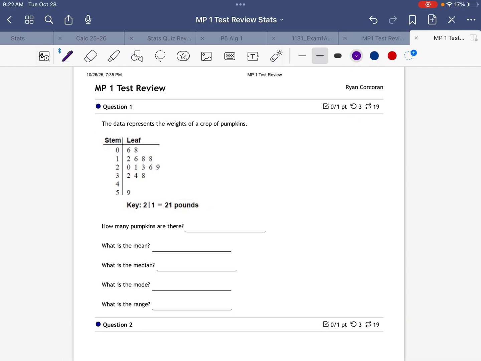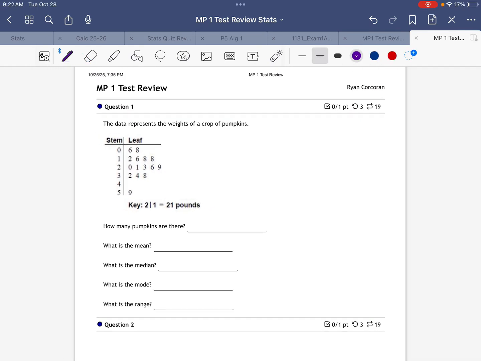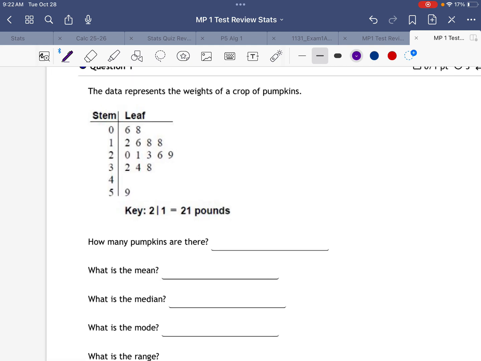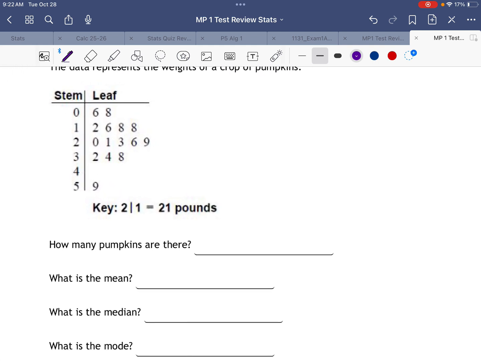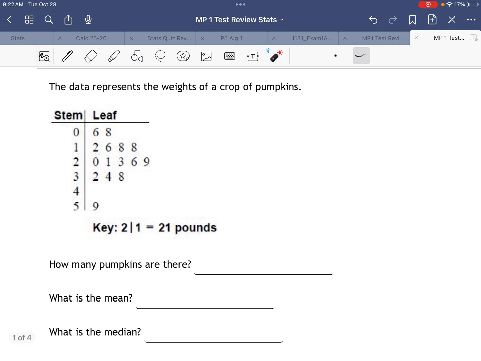All right, this is the marking period 1 test review for stats. We're given a stem-and-leaf plot, and we're asked how many pumpkins there are. So this is just the count of the pumpkins. Remember, the stem and leaf is saying something like 21 pounds. The data represents the weight of a crop of pumpkins. So these are the different weights. If we count up how many weights there are, we can figure out the number of pumpkins.